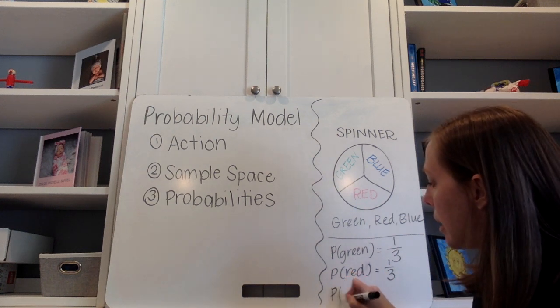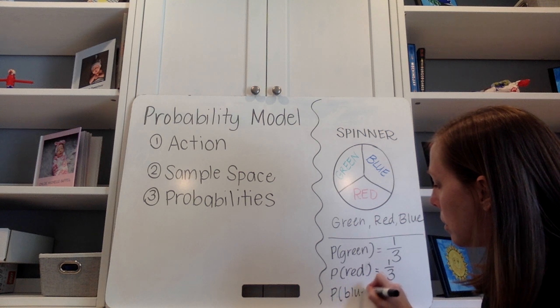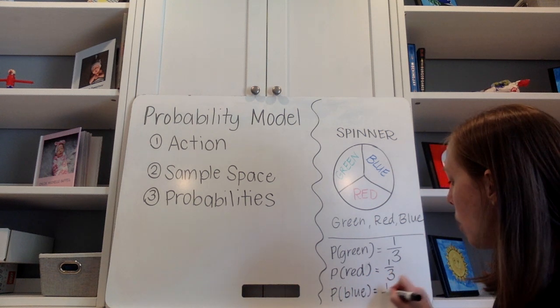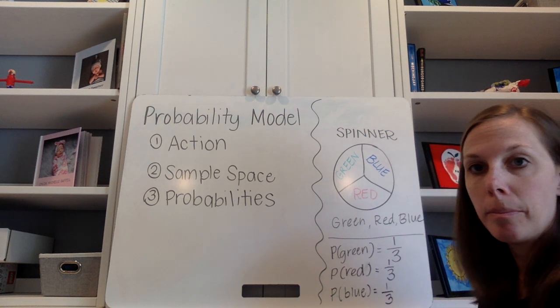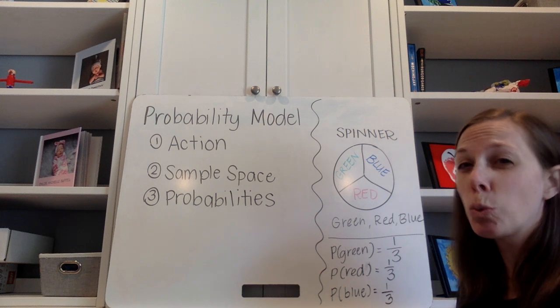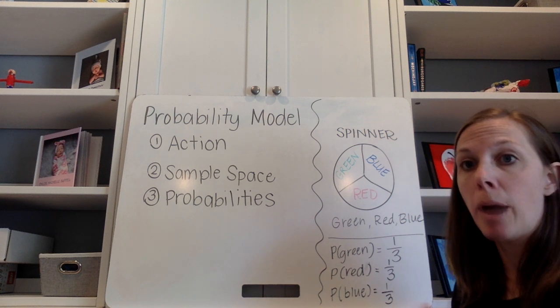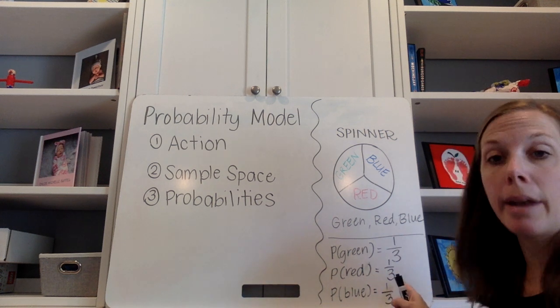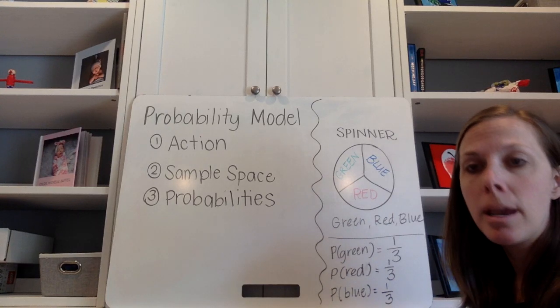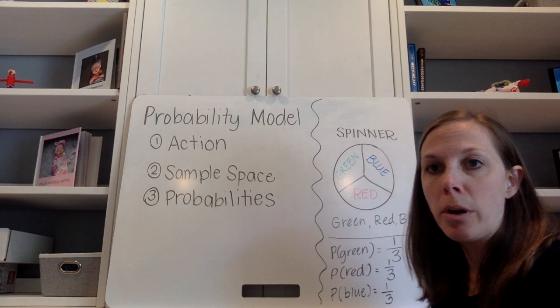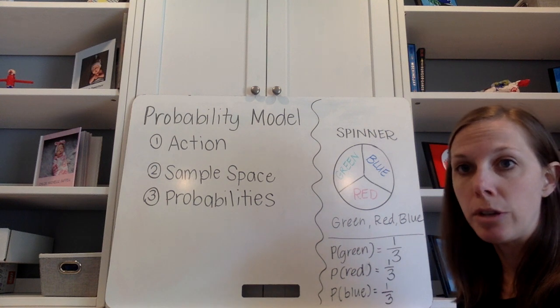The probability of spinning blue is 1 out of 3 as well. So this is just a really quick overview of probability models, a reminder on how we write our probabilities. And then you are going to be working on this today in some different situations.